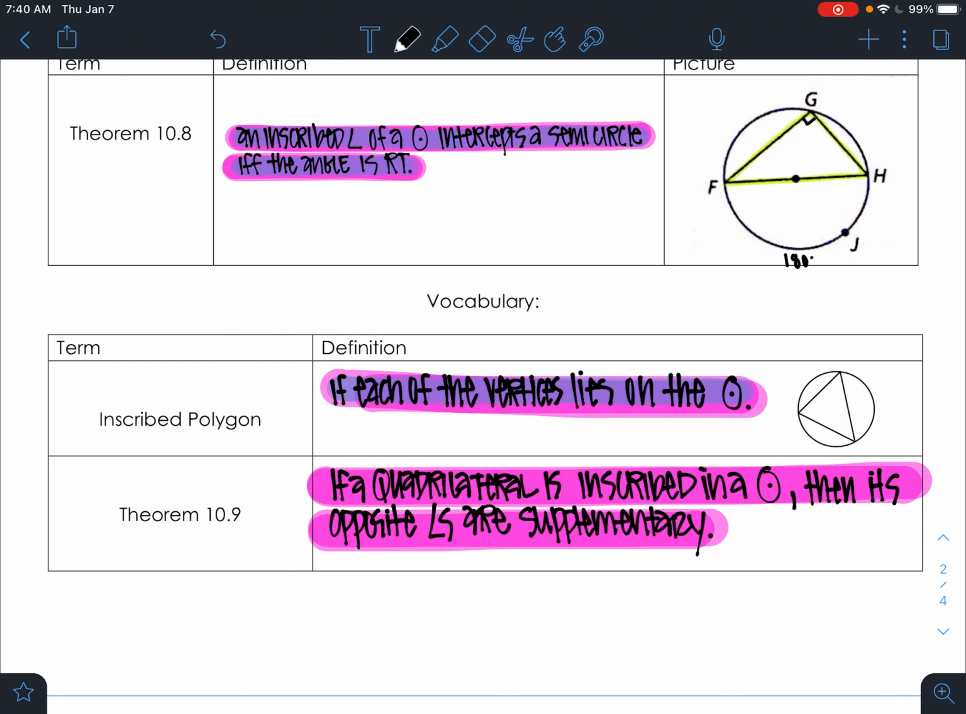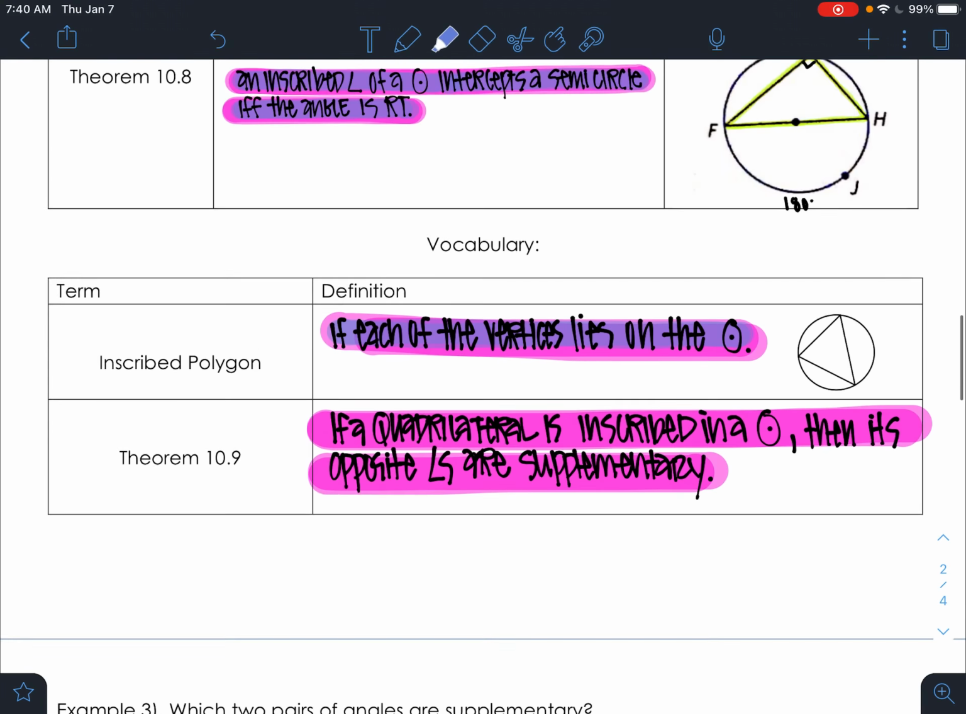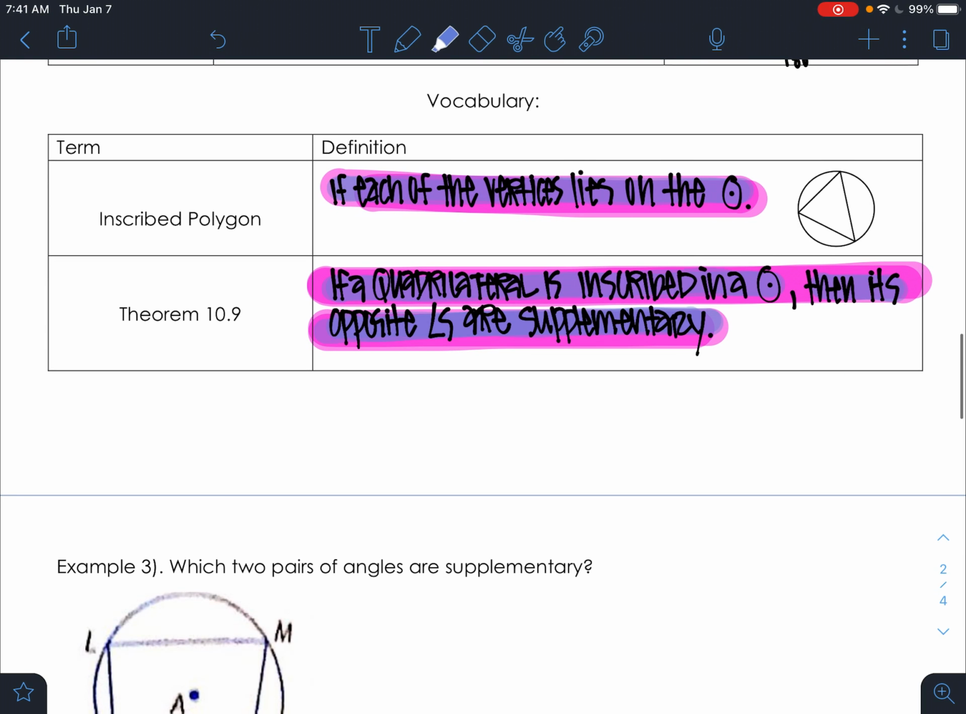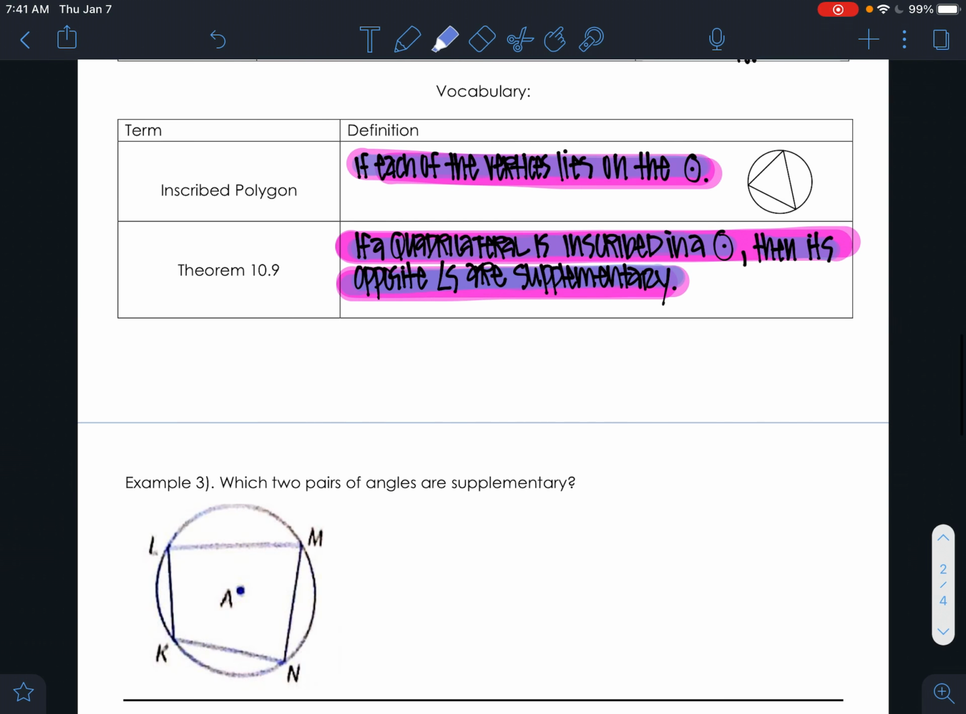So this is an important topic before we get into this last theorem, because this last theorem says if a quadrilateral is inscribed in a circle, then its opposite angles are supplementary. So if a quadrilateral is inscribed in a circle, then its opposite angles are supplementary.